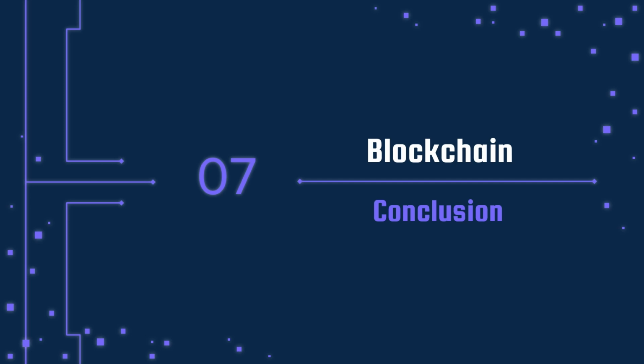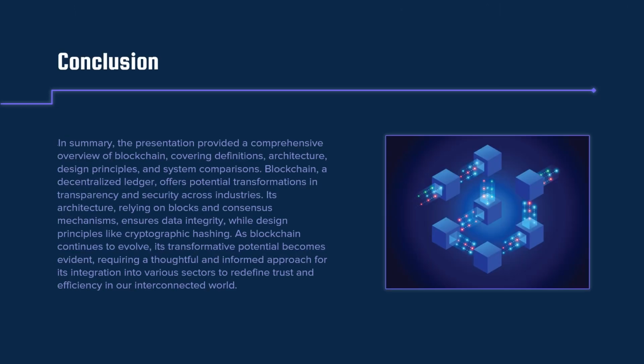Chapter 7 Conclusion. In summary, the presentation provided a comprehensive overview of blockchain, covering definitions, architecture, design principles, and system comparisons. Blockchain, a decentralized ledger, offers potential transformations in transparency and security across industries. Its architecture, relying on blocks and consensus mechanisms, ensures data integrity, while design principles like cryptographic hashing. As blockchain continues to evolve, its transformative potential becomes evident, requiring a thoughtful and informed approach for its integration into various sectors to redefine trust and efficiency in our interconnected world.